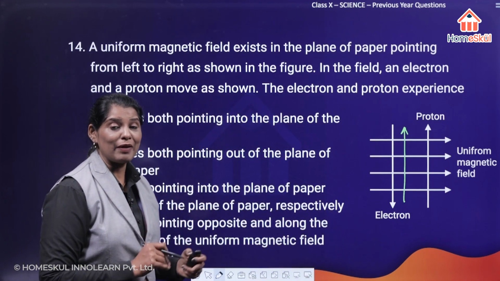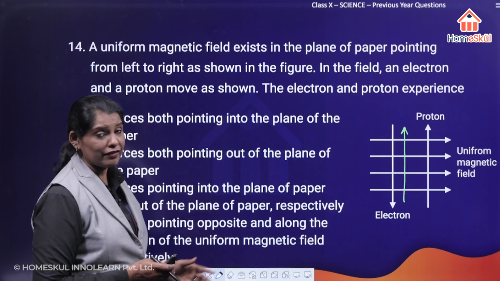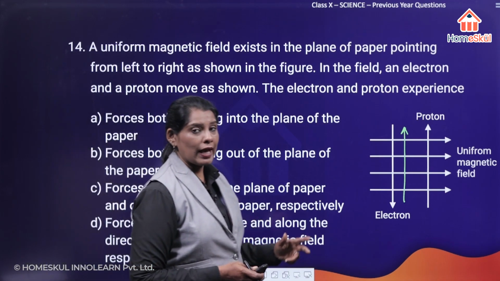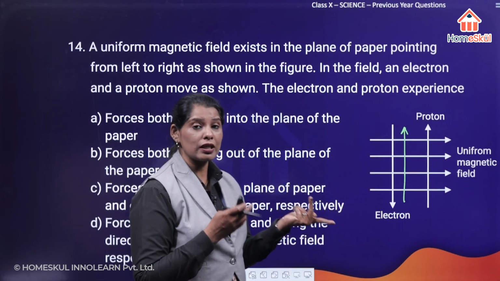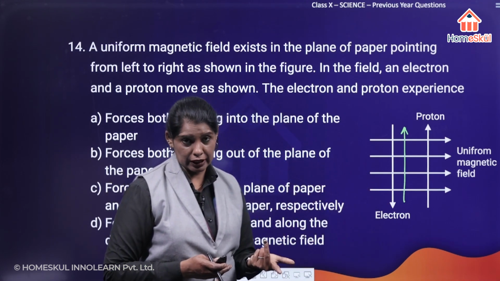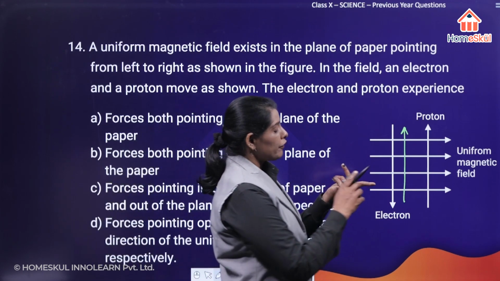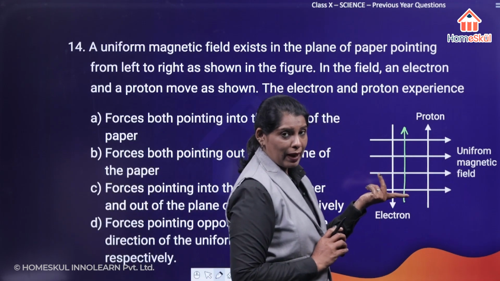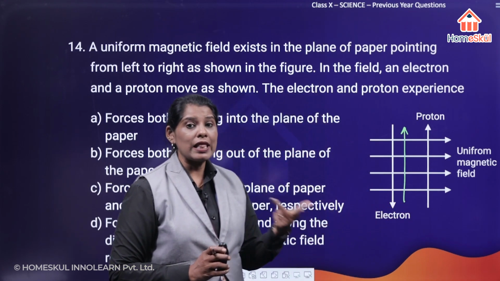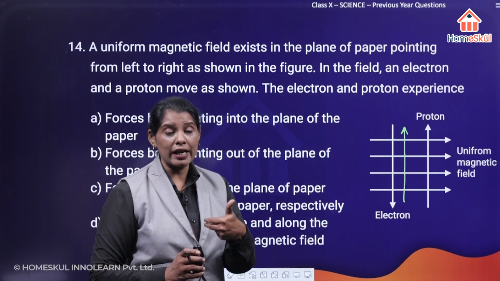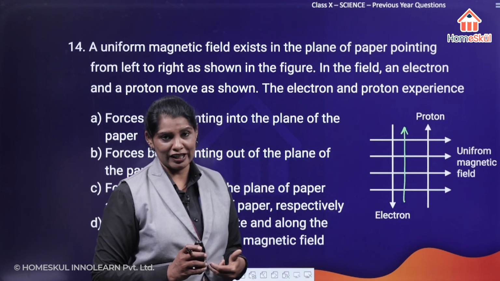So as per the Fleming's left-hand rule, if we apply the left-hand rule, we know that if we keep the fingers mutually perpendicular, the forefinger, the middle finger and the thumb mutually perpendicular to each other, and if the forefinger shows the direction of the magnetic field, the middle finger shows the direction of the current, then the thumb will point out in the direction of force or motion of the conductor.